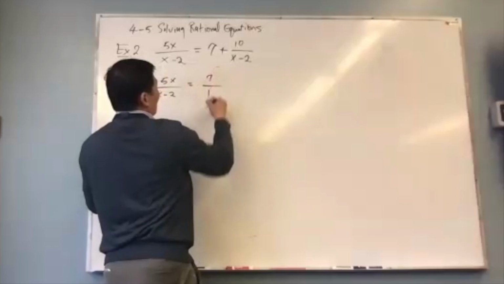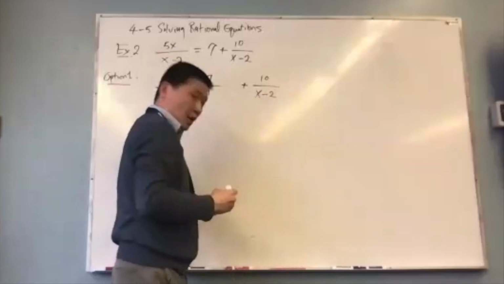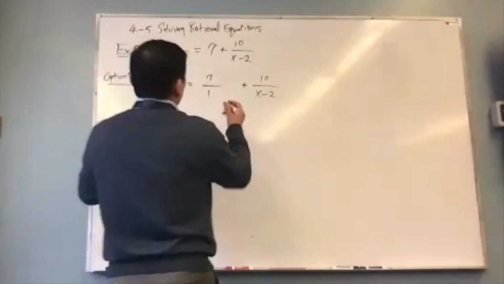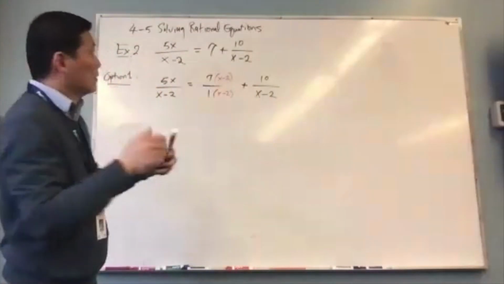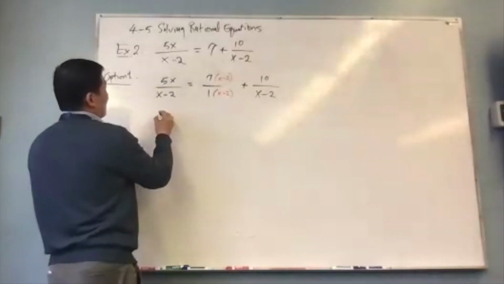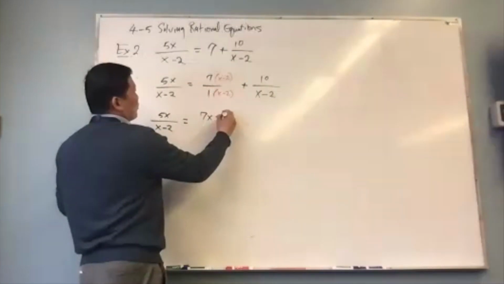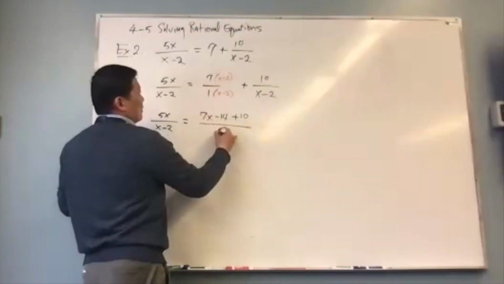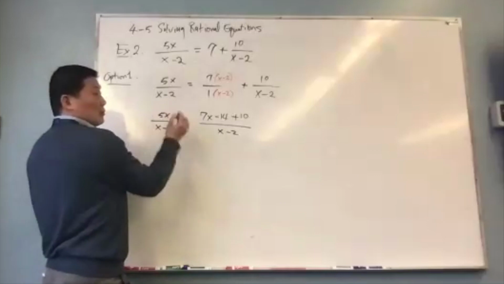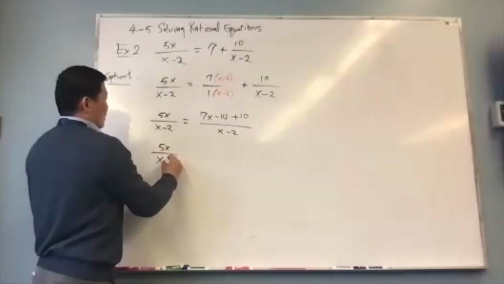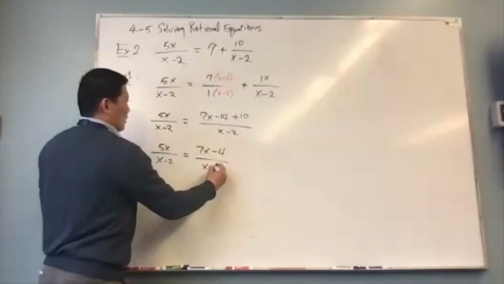So remember, I said this can be written as 7 over 1, right? And then 10 over x minus 2. Then you want to find the common denominator, so you just multiply by x minus 2 here. So you end up with 5x over x minus 2, and then 7x minus 14 plus 10 over x minus 2. Some of you did that. Then keep simplifying this: 5x over x minus 2, and then 7x minus 4 over x minus 2.